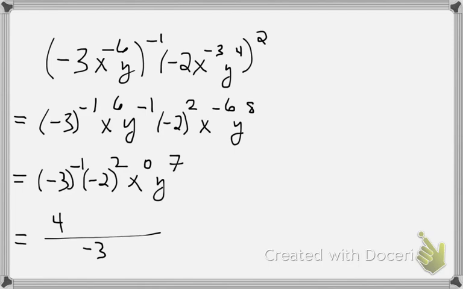What's x to the 0th power? 1. I don't have to write times 1. And then finally, y to the 7th. Does it move or stay where it is? It stays where it is. Y to the 7th. And that's it.